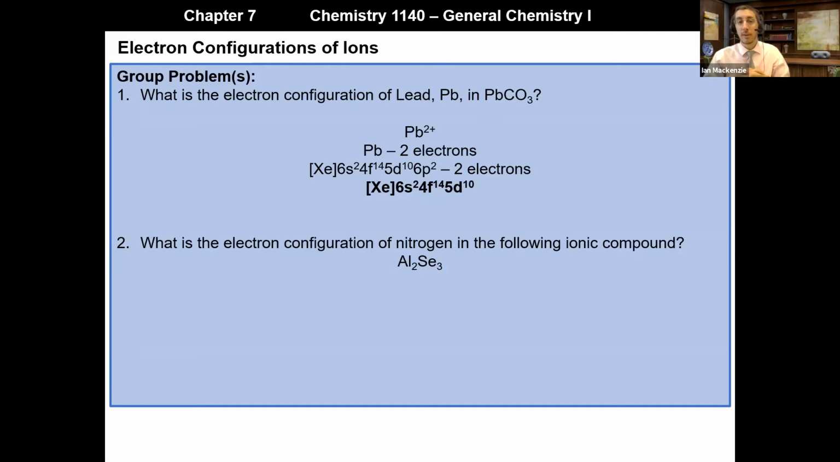Okay, then what's the electron configuration of nitrogen? Oops, that's a slight mistake on my part. Selenium is actually what I'm looking for here, not nitrogen. It's a slight adjustment from an earlier problem. But in aluminum selenate here, we've got aluminum with selenium. What's the electron configuration of selenium?